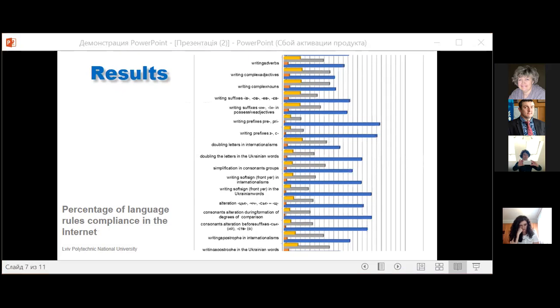Slide 7. On this slide, you can see percentage of language rules compliance in the internet. The level of literacy of informal communication on the internet is especially low, which raises serious concerns. The results of the study eloquently show that literacy during online communication becomes insignificant for the younger generation as other means of self-expression come to the fore.